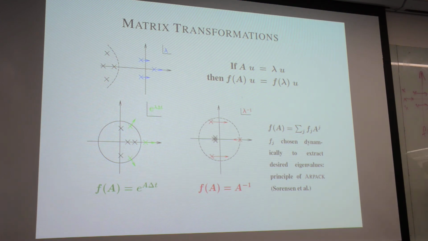Right? So we have A equals E lambda E inverse, where these are the eigenvectors. So we write f of A equals f naught plus f1 E lambda.